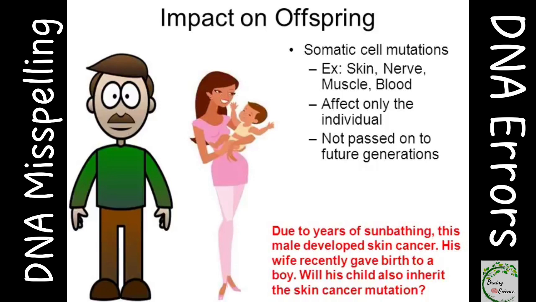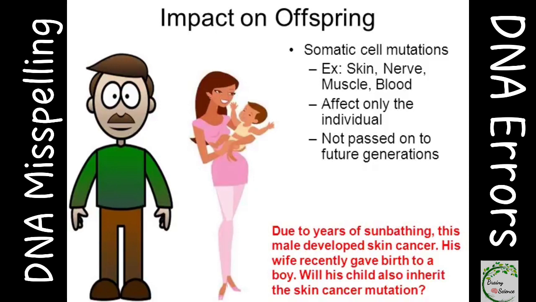In this case, again, the father developed skin cancer maybe because of his lifestyle of sunbathing. So if a mutation is only in a somatic cell, well, somatic cell DNA is not passed on to future generations. You don't make a child from DNA of somatic cells. You make a child from DNA of the gametes, the sperm and the egg.